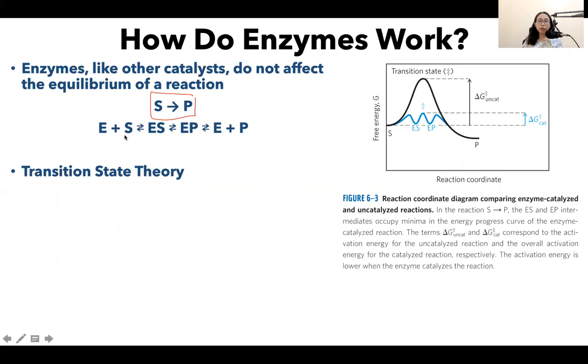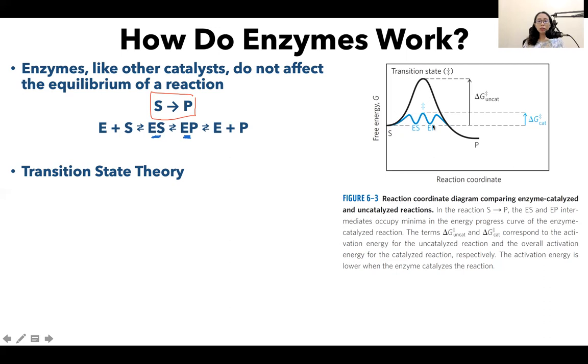Now, in the presence of your enzyme, the reaction can take this form. So you have the formation of your enzyme substrate complex, followed by the transformation into your enzyme product complex. And the last step is the release of the product from the enzyme. So instead of a one step, we see three steps. So the first step is the formation of the ES. The second step is the formation of the EP. And the last step is the release of the product from the enzyme.